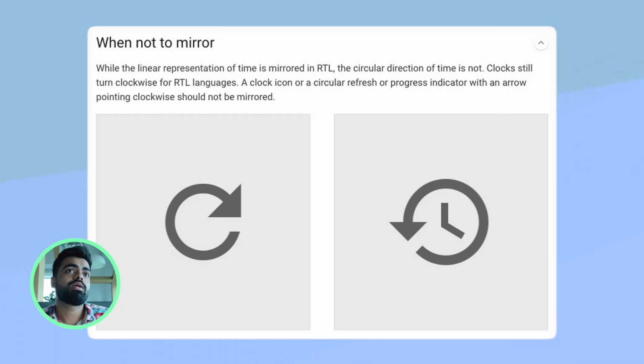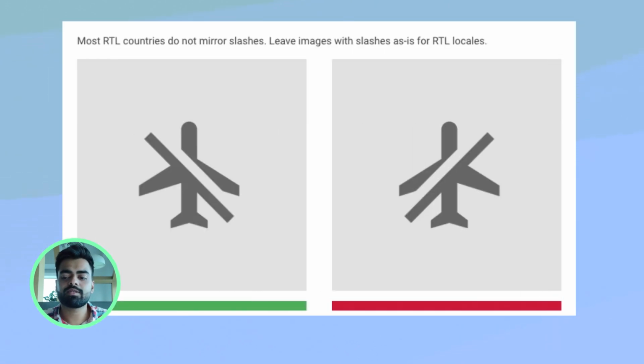Now, when not to mirror. When do you not need to mirror? Whenever you are showing the passage of time. The passage of time remains the same. The clocks are the same in the other parts of the world and in the Arabic nations, so the clocks do not get inverted. Also the slash, for example, whenever we are saying something is not enabled, the slash doesn't need to be inverted. The slash remains the same.